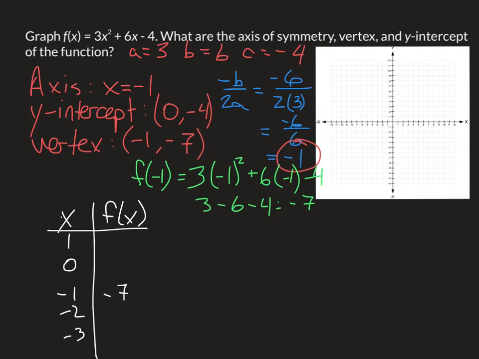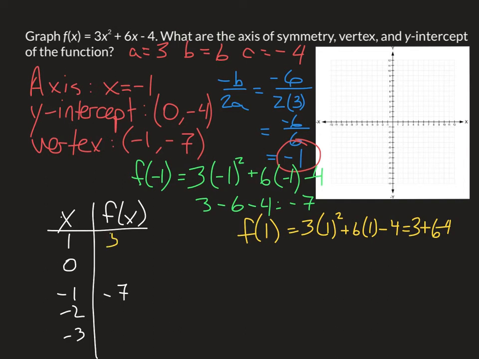Then we're going to plug those numbers in to x to find what y is. So let's start with f of 1. F of 1 is 3 times 1 squared plus 6 times 1 minus 4. 1 squared is 1, times 3 makes 3. 6 times 1 is 6, with a minus 4 at the end. 3 plus 6 makes 9. 9 minus 4 makes 5.